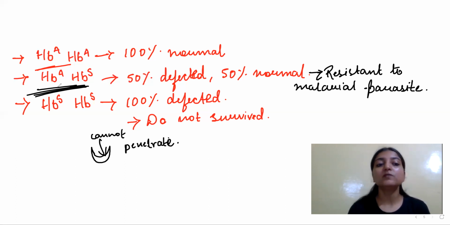So a person who has a dominant and a recessive gene, a normal gene and a sickle cell carrier, the 50% defected or 50% normal person, is resistant to the malarial parasite. If a person has both the dominant genes, HbA, HbA, then it is 100% normal. HbA, HbS, then it is 50% affected, 50% normal. HbS, HbS is 100% affected, and these persons are not able to survive.